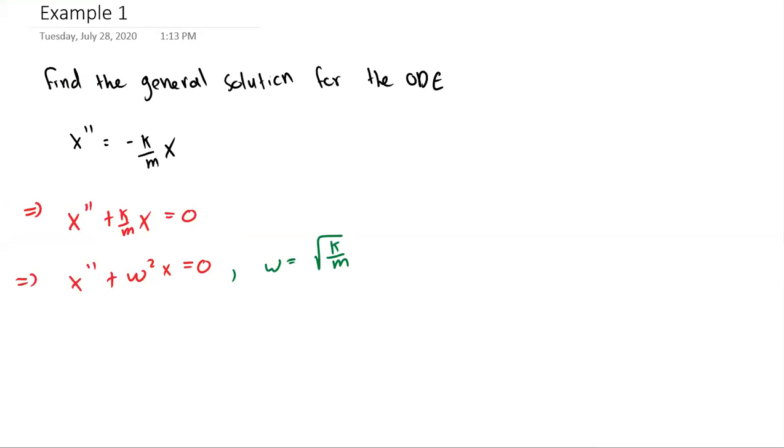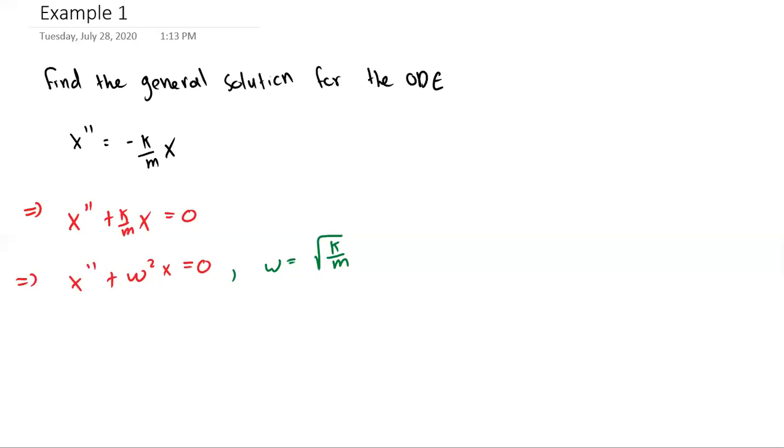Now, the reason why we rewrite it like this may not be entirely obvious as of now, but it'll be entirely obvious when we actually find the general solution. And also, it's going to be nice when we find the general solution in more general cases, like when we include damping and when we include forces that affect the oscillations of the system.